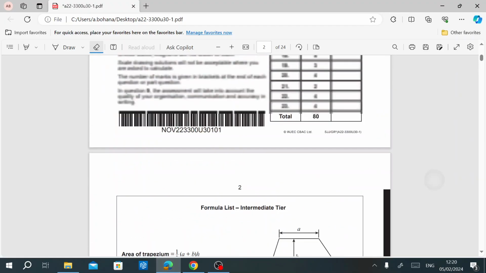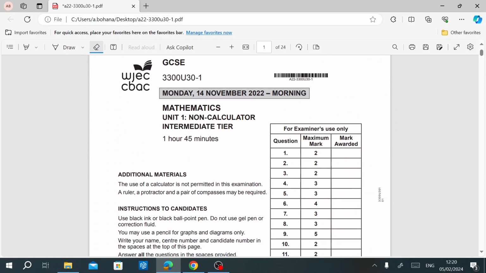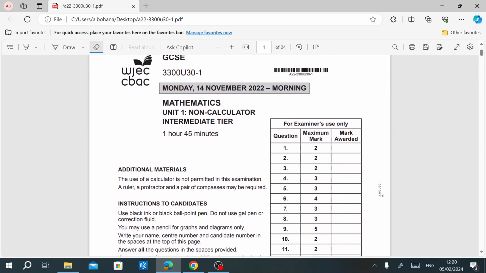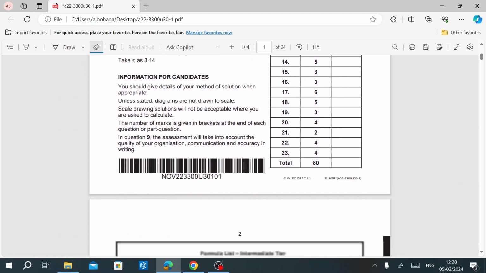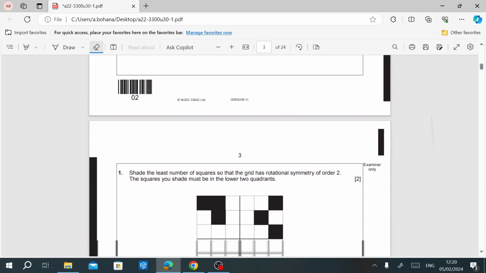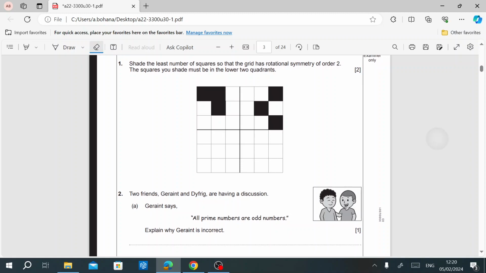Okay, so I'm going to go to the 14th of November 2022. This is the intermediate non-calculator, unit 1. Again, this is going to be typically really quick on my videos.